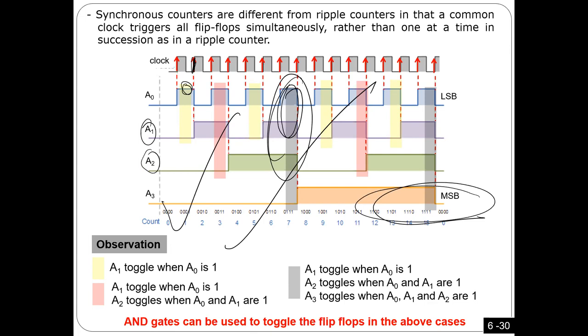So the input here has to toggle when this one is 1. That's why this one has to be E1. This one has to be E0 and E1 when both of them are ones. This one has to toggle when E0, E1, E2 are 1, 1, 1. So that's why it has to be E0, E1, E2, okay? Connected to JK. Any questions?